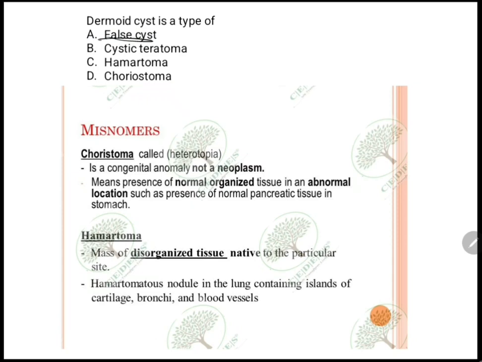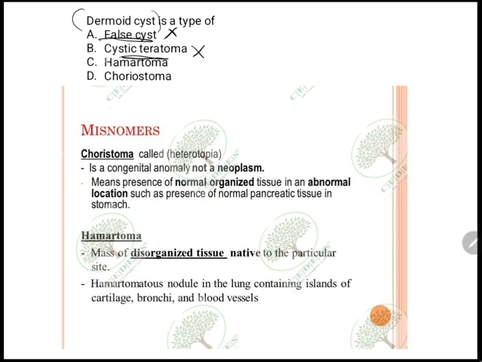So first one is false cyst. A false cyst is basically a cyst which does not have any epithelial lining, whereas a true cyst is a cyst which has a good epithelial lining. Our dermoid cyst, which we see on the skin, does have a stratified squamous epithelium lining it, so it is not a false cyst, so we can eliminate option A. Cystic teratoma, a teratoma is basically something which is formed from all the three germ layers, that is the ectoderm, mesoderm and endoderm, whereas our dermoid cyst is usually derived mainly from the ectoderm only, so we can eliminate teratoma.